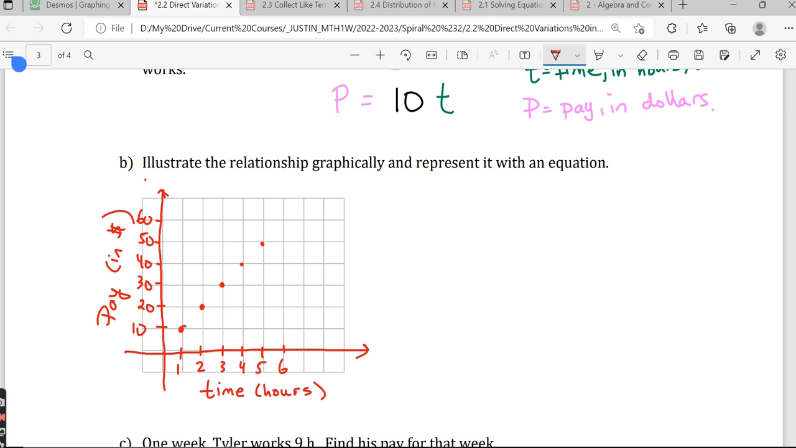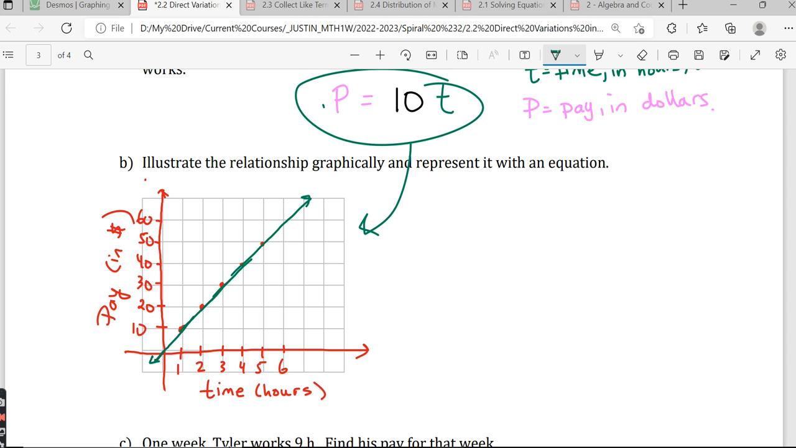And now I just got to connect these, and I'm going to use a different color. So you can see that, sure enough, it's going to go through 0, 0. There we go. So here represents this equation, okay?